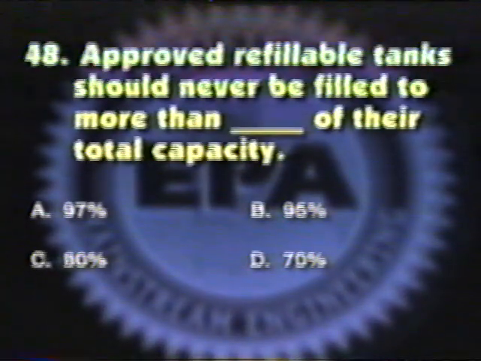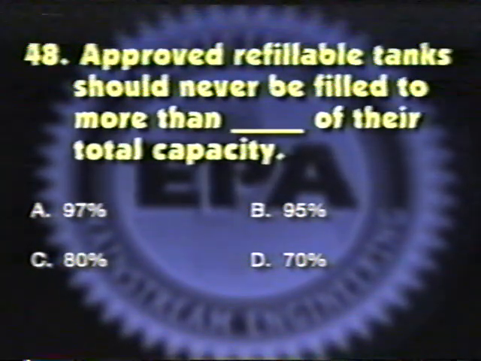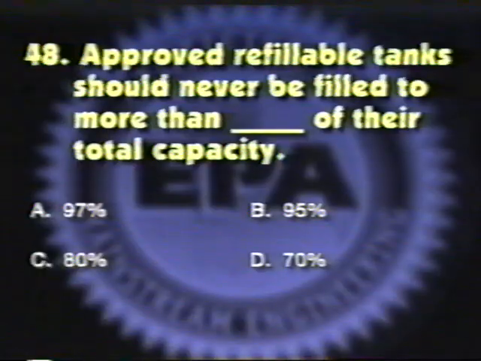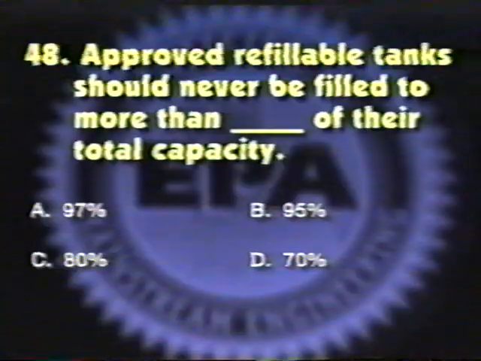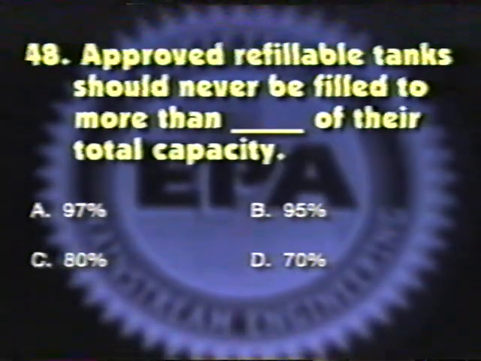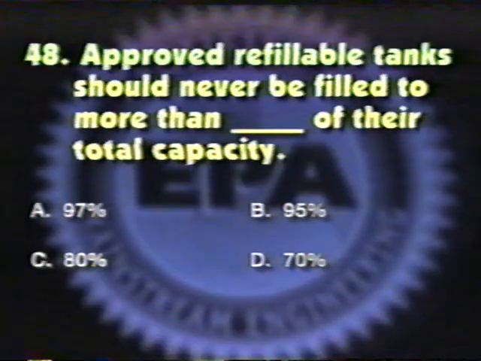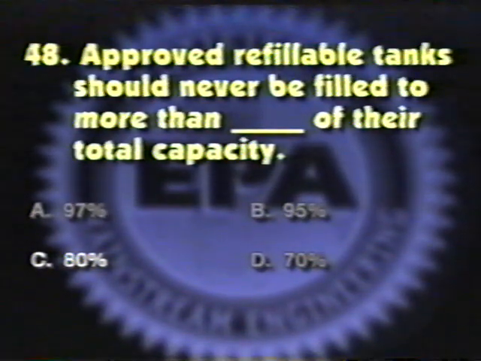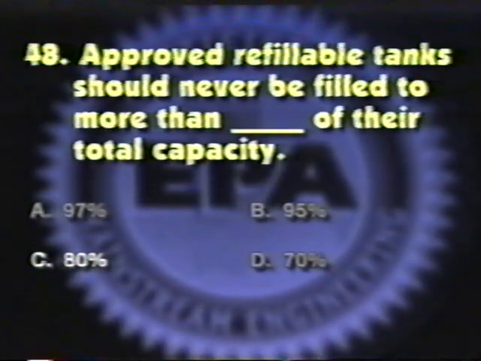Approved refillable tanks should never be filled to more than what percentage of their total capacity? A. 97%. B. 95%. C. 80%. D. 70%. The answer here is C. A refillable refrigerant cylinder must not be filled above 80% of its full capacity.